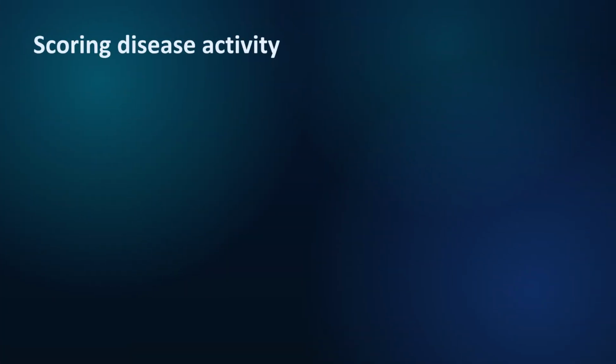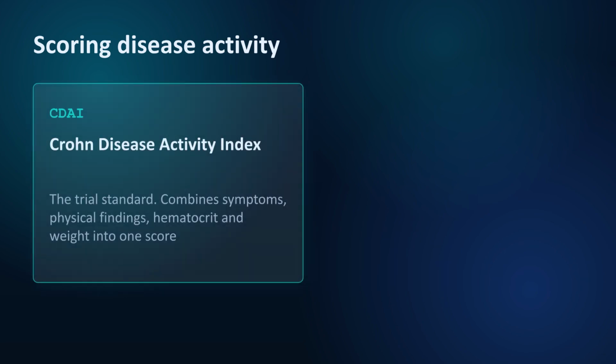Two scores are used to measure disease activity. The Crohn Disease Activity Index, the CDAI, is the trial standard. It combines symptoms, physical findings, hematocrit, and weight into a single number. It is thorough but cumbersome at the bedside.